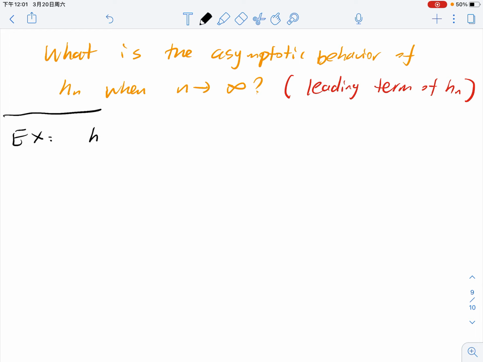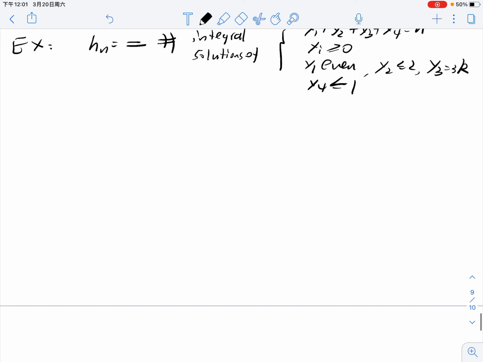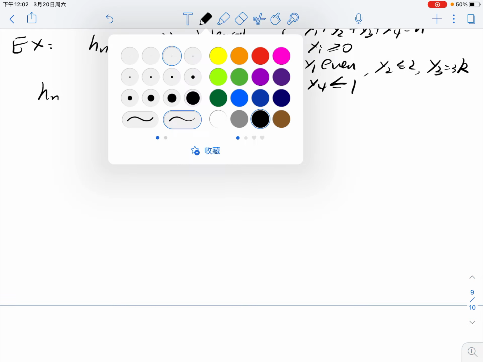Okay, and now I give you an easier example, where the actual H_n can be derived. So H_n is still the number of integral solutions of the equation y1 plus y2 plus y3 plus y4 equals n, and each one is non-negative. y1 is even, y2 is less than 2, y3 is a multiple of 3, y4 is less than or equal to 1, and what is H_n?